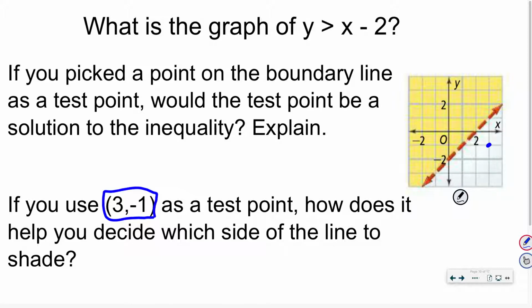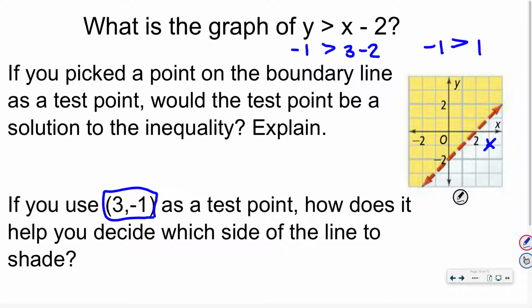If x is 3 and y is -1. Now the image shows that it's not part of the solution. Let's see if that works. If x is 3 and y is -1, is -1 greater than 1? No. So this can't be part of the solution set.